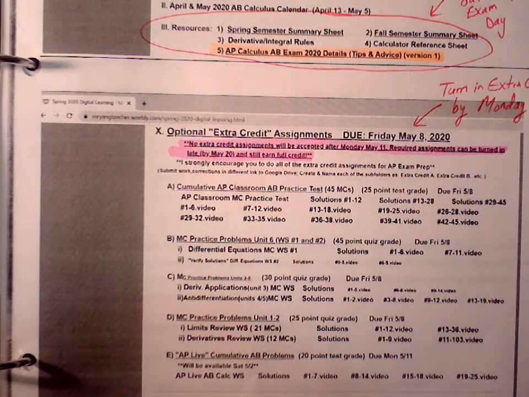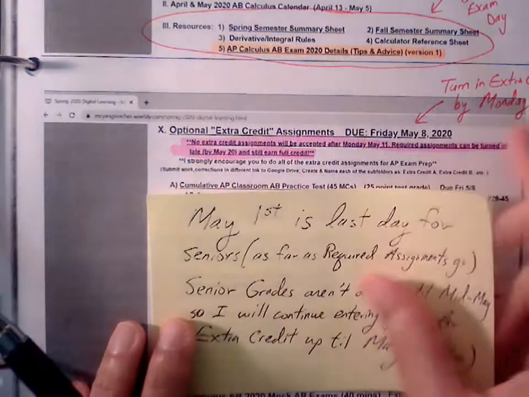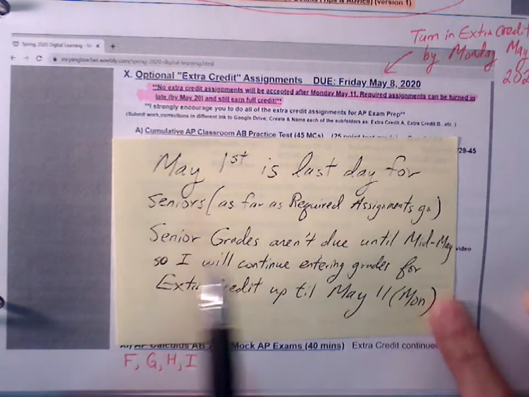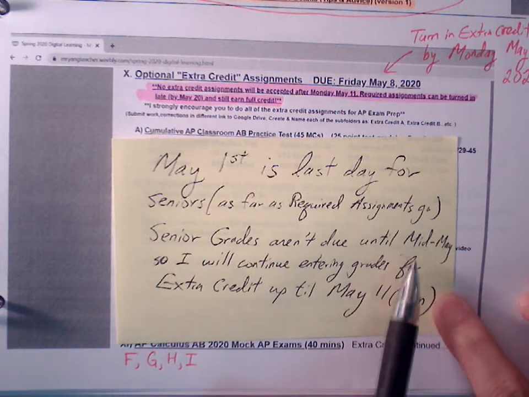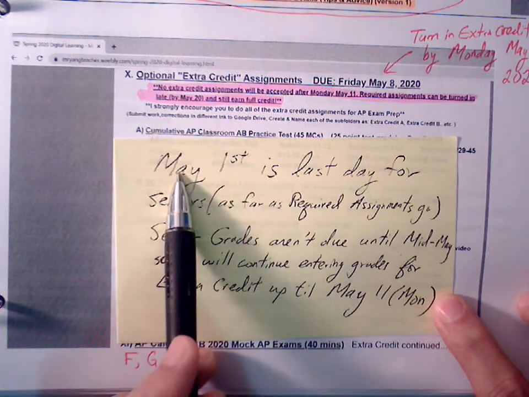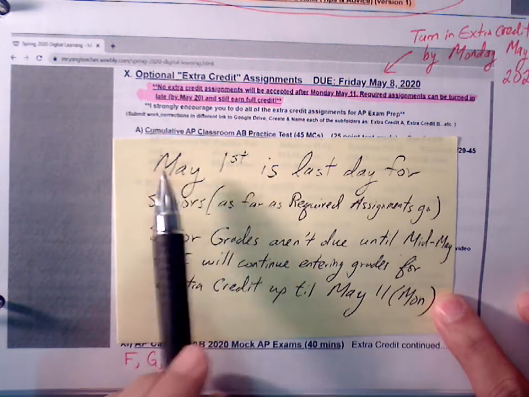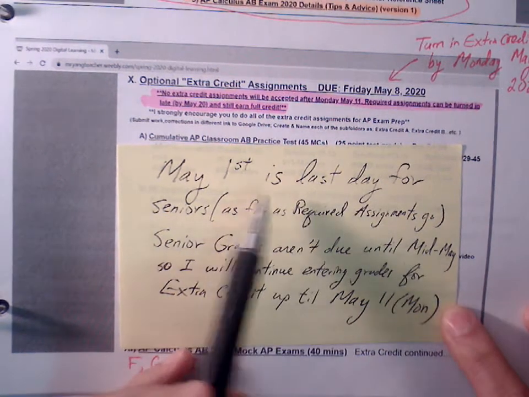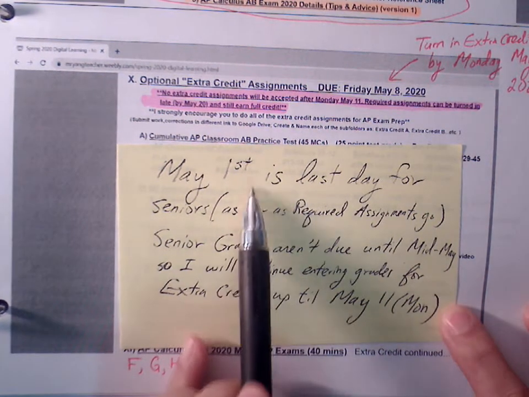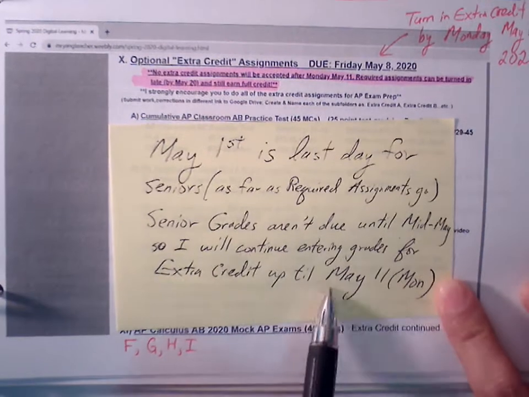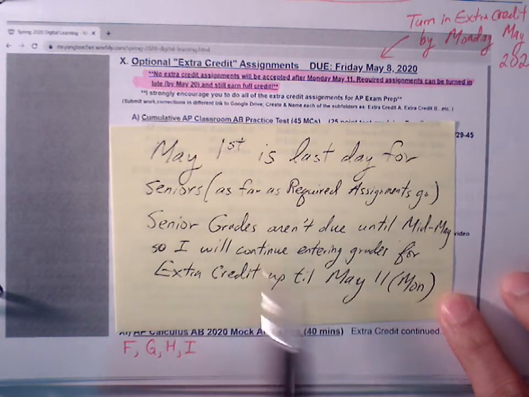Something else I do want to point out is May 1st is the last day for seniors as far as required assignments go. However, our senior grades aren't due until mid-May. So even though nothing is required after May 1st, for those of you who are wondering about the extra credit assignments, yes, you can turn them in after May 1st. Grades aren't due until much later, so I'm going to be able to enter all those grades up until mid-May, and your grade will still improve.